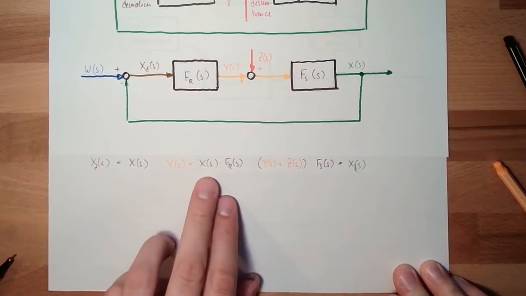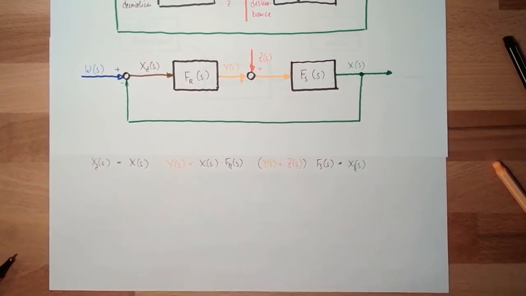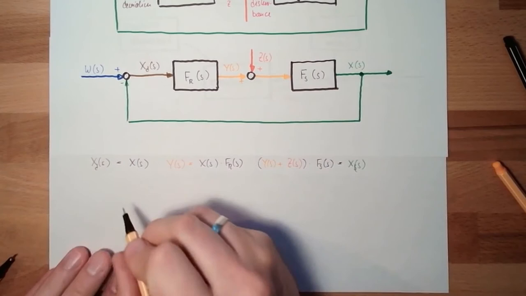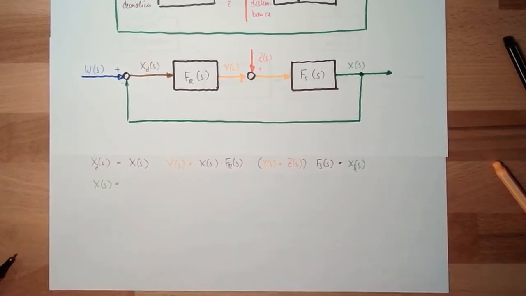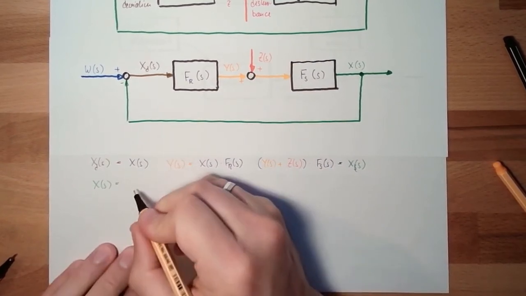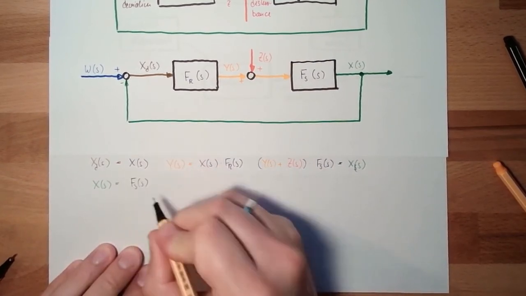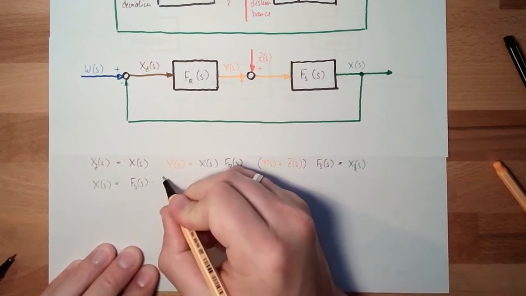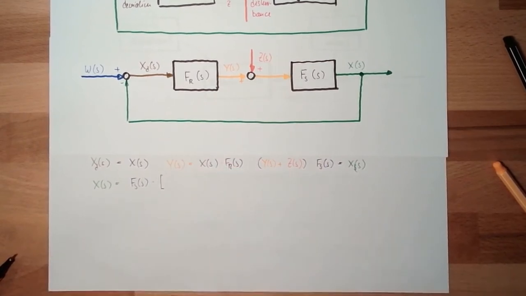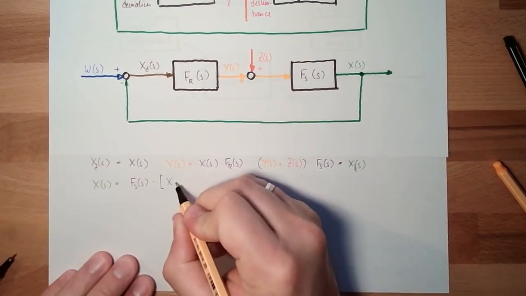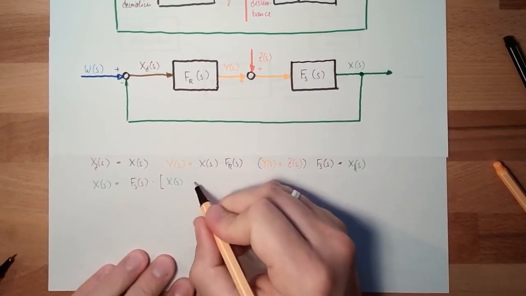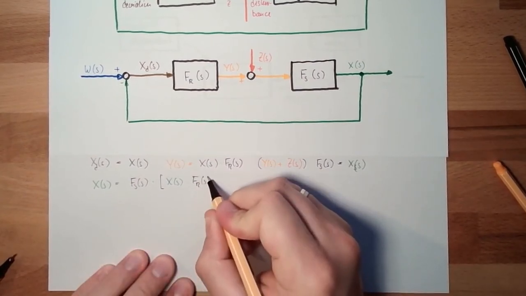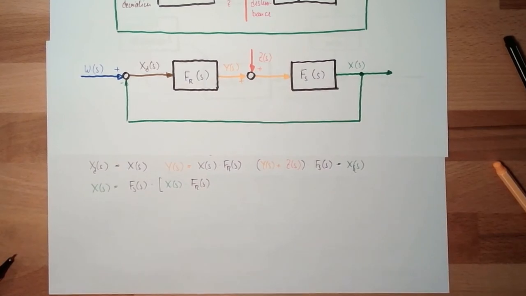Now I just substitute this here to here. So actually what is written is X from S equals FR from S, FS from S, multiplied by a big bracket, and now minus X from S multiplied by FR, plus Z.